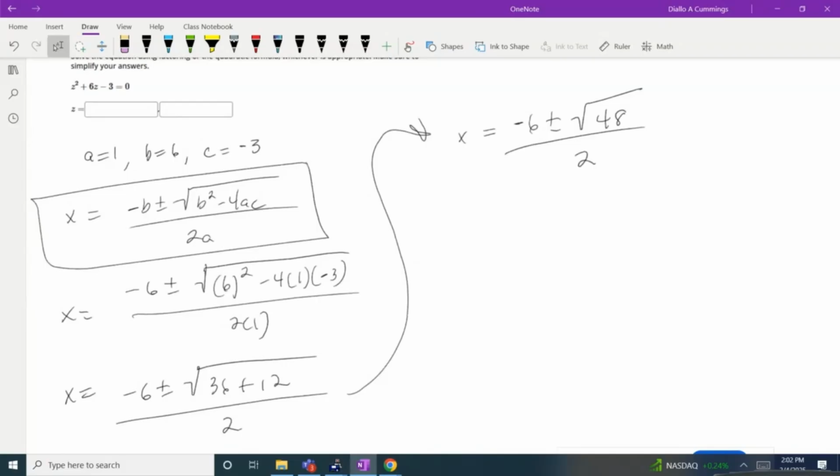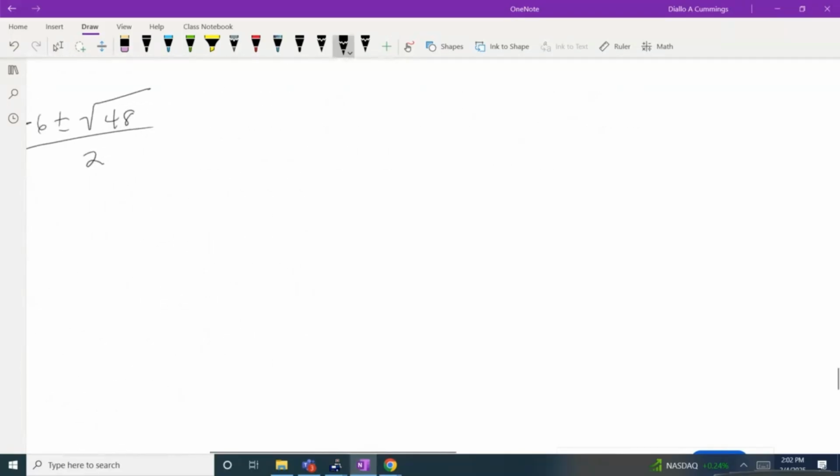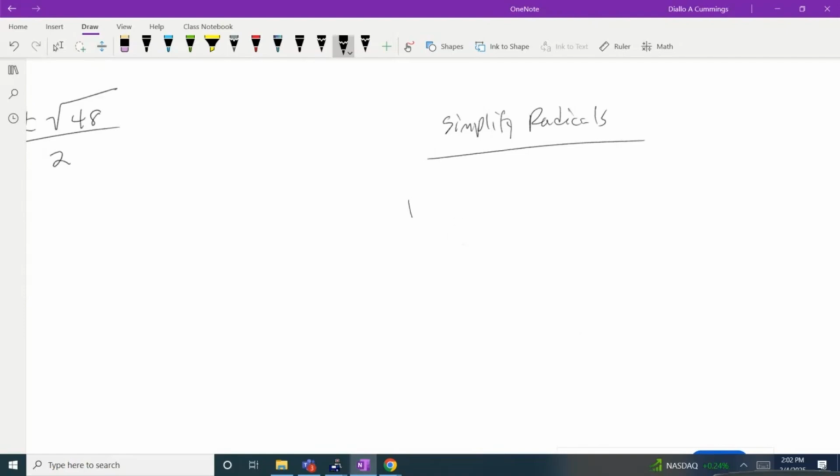Now here's where you will have to simplify radicals. In order to simplify a radical like the square root of 48, we use something called the product rule for radicals. And it says that the nth root of a times the nth root of b is equal to the nth root of a times b.